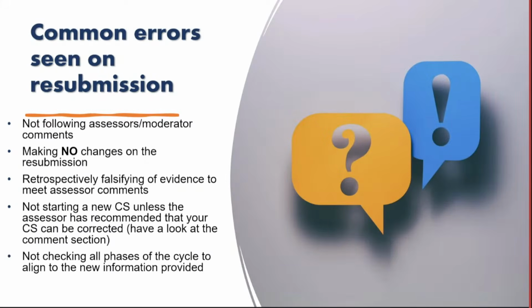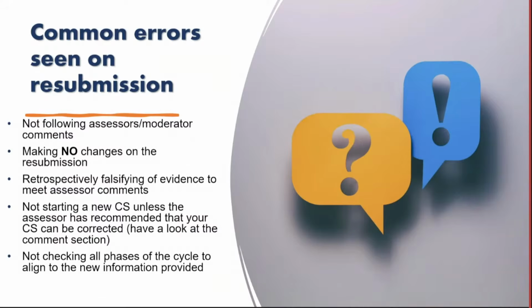Okay, so what are the common errors seen on resubmission? Interns not following the assessor and moderator comments. It seems obvious that if something is not successful, you would want to know why. But when we see those resubmissions, we can't help but think, did the intern actually read the comments?